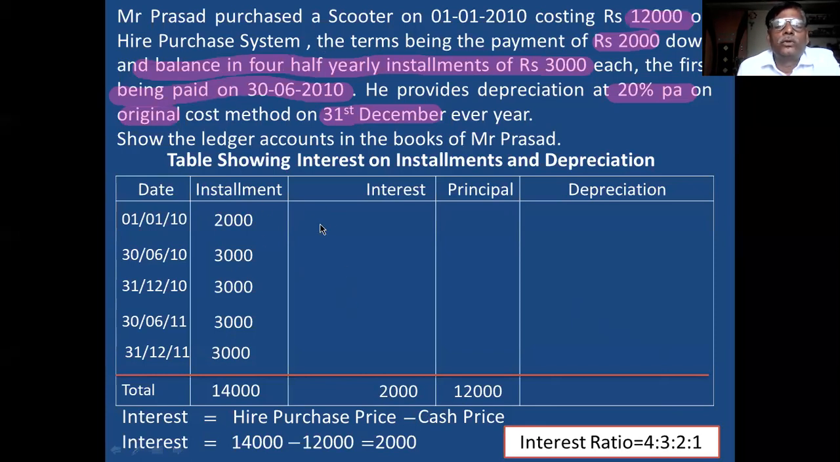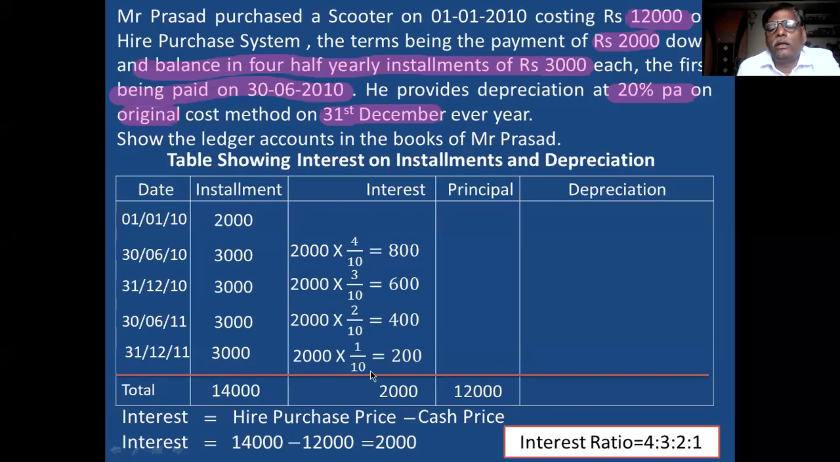First, cash down is there. You don't calculate interest on it. 2000 into 4 by 10 is 800. 2000 into 3 by 10, 2000 into 2 by 10, 2000 into 1 by 10. The total of the ratio is 10, therefore you divide by 10. Then calculate principal: 2000 minus interest 0 is 2000.